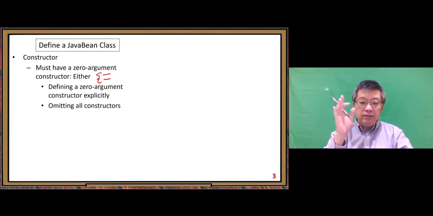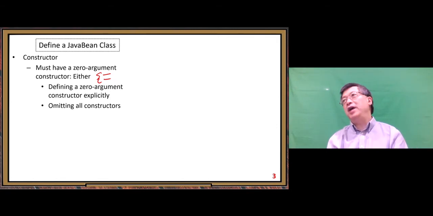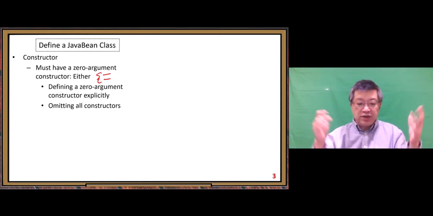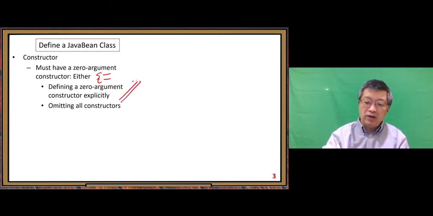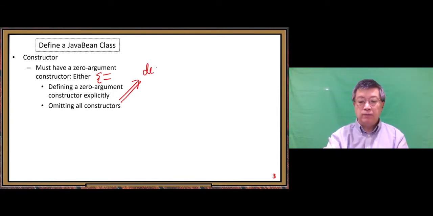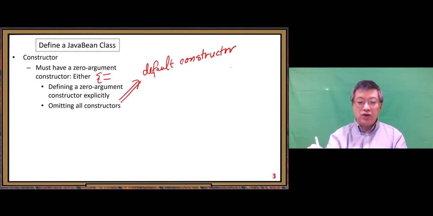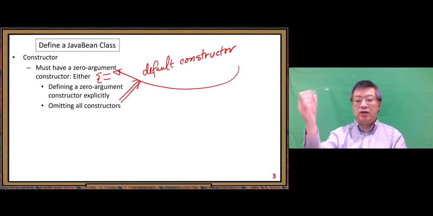Another way is omitting all constructors. You do not provide any constructor in your JavaBean class. That's okay. Most of the time we do that, no constructor, because if you omit all constructors, Java will provide you a default constructor. The default constructor is naturally a no argument constructor.